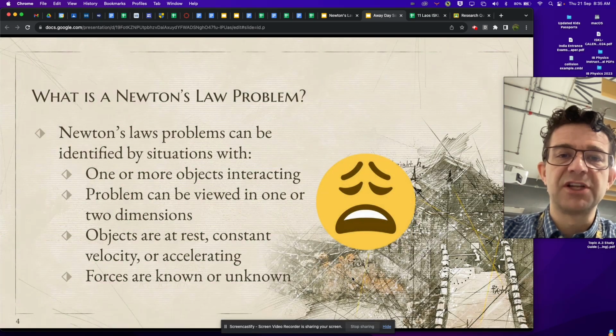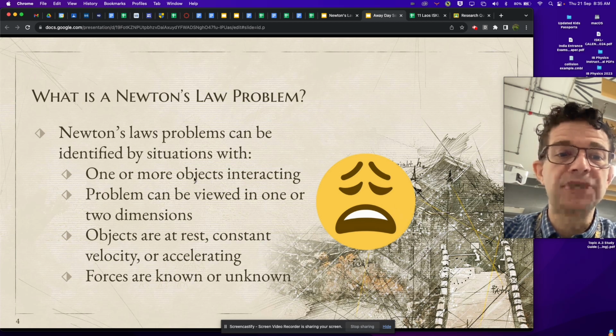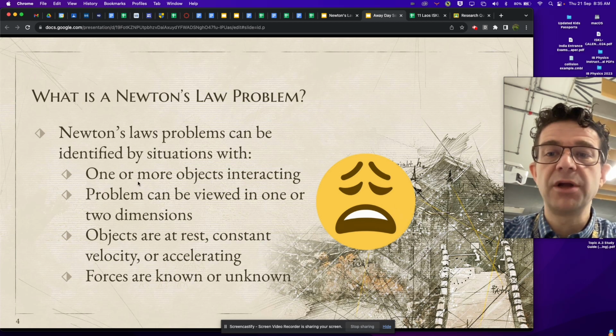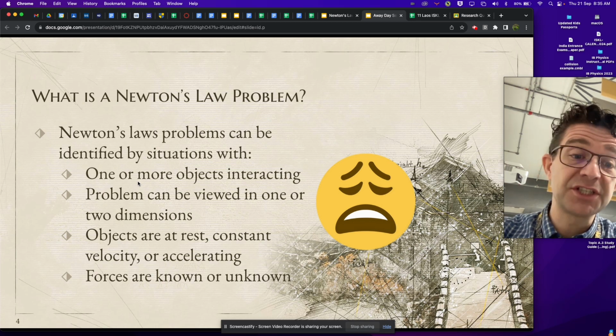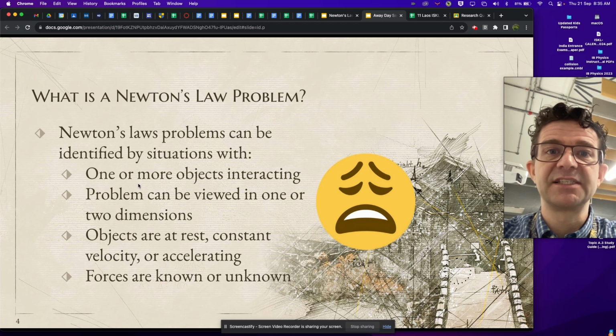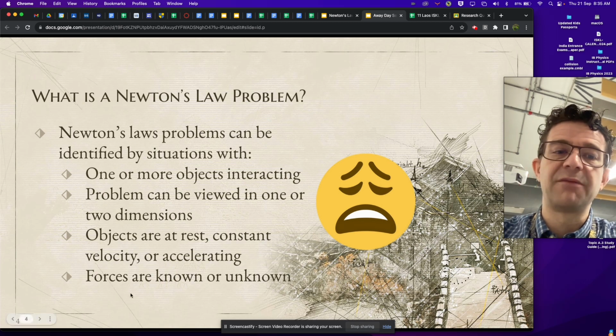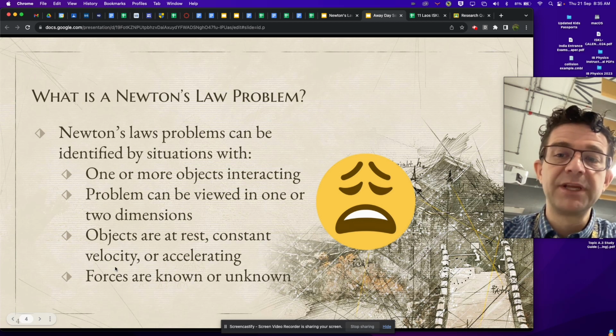So what are Newton's laws problems? Well, the challenge with this, and hence the sad face, is that Newton's laws problems can really be anything. They can involve one object, more than one object. They can be problems that are in one or two or even three dimensions. They can be objects that are at rest, moving at a constant velocity or accelerating. And they can have forces that are all known or some forces are unknown. So really anything can be a Newton's law problem. So there's a lot of different situations.